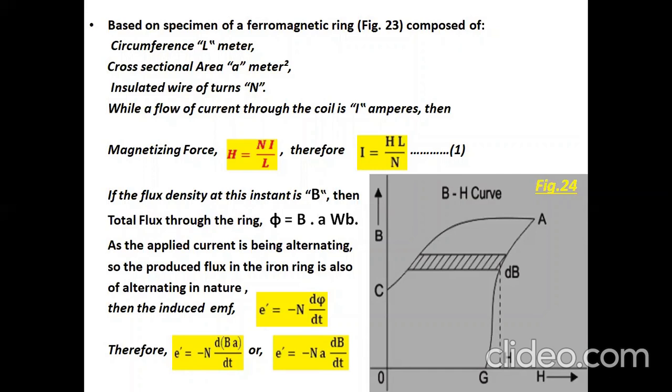As the applied current is alternating, the flux produced in the iron ring is also alternating in nature. Then the induced EMF, electromotive force, E dash equals minus N d phi by dt. Therefore, E dash equals minus N d(BA) by dt, or E dash equals minus N A dB by dt. See the diagram of the BH curve, figure 24.